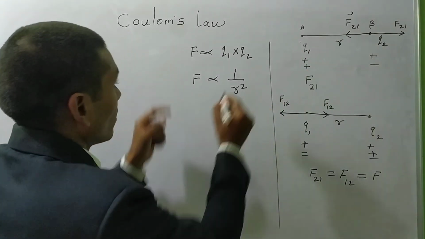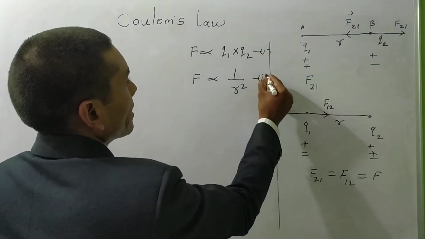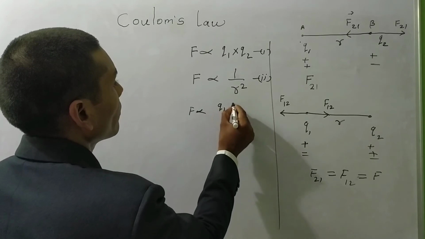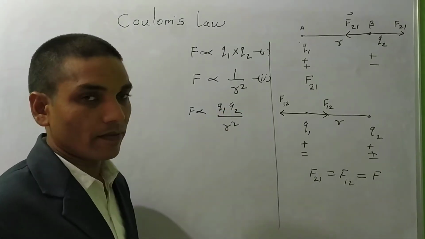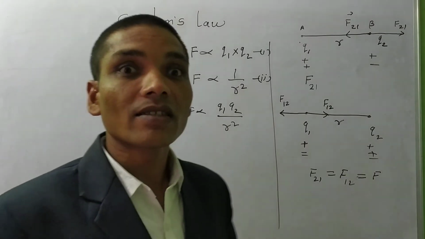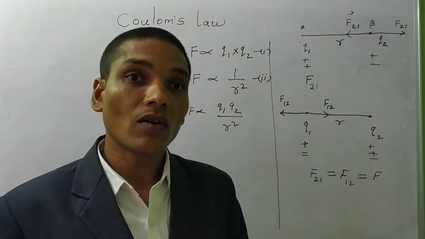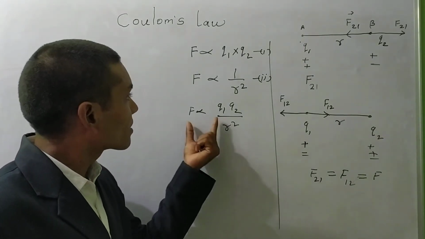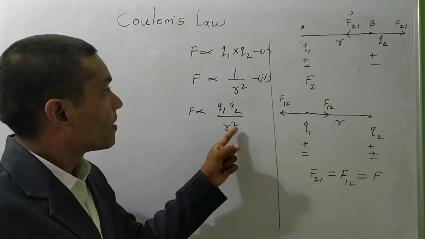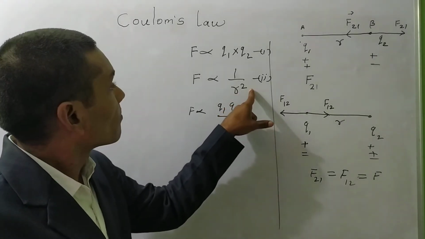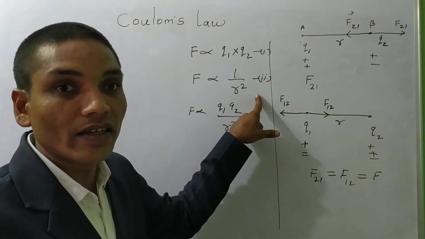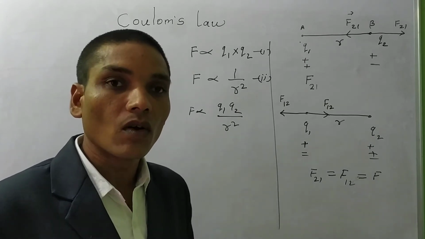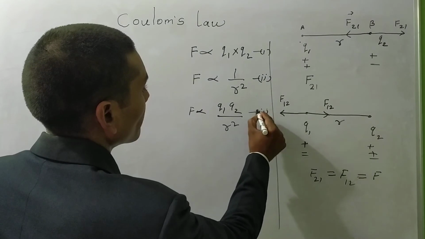Okay, this is the first, and this is the second equation. On combining both equations, F is directly proportional to Q1 Q2 upon R square. Now why is this law called the inverse square law? Because this is the magnitude of force, and in this formula the square of distance is taken here. That's why this law is called Coulomb's inverse square law. Okay, now this is the third equation.